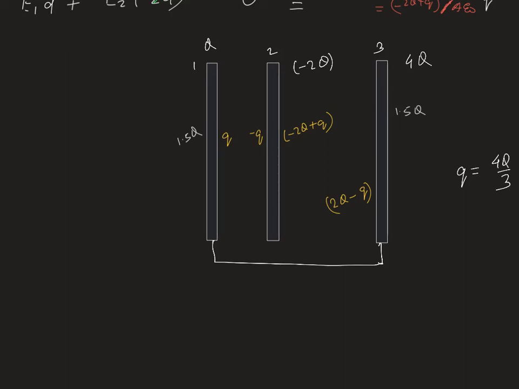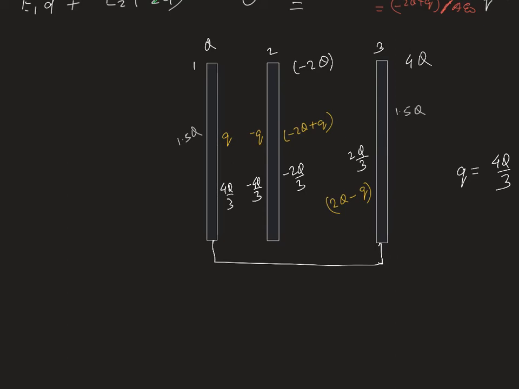So we are going to write down all the charge arrangements that we know of. So this was 4q by 3. This is minus 4q by 3. And if you add 4q by 3 to minus 2q, it will be minus 2q by 3, and it will be 2q by 3.